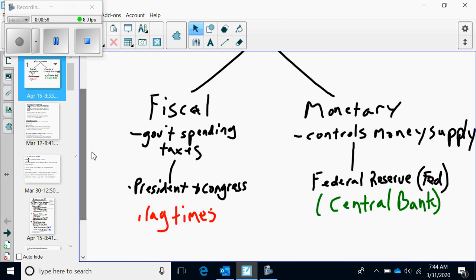Now, over here is what we're focused on. It's called monetary policy, which is control of the nation's money supply. Who does that? It is the U.S. Central Bank, which we call the Federal Reserve. Now, here's the breakdown right here. Let's look at these notes.